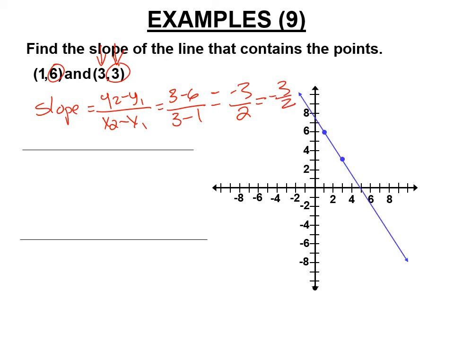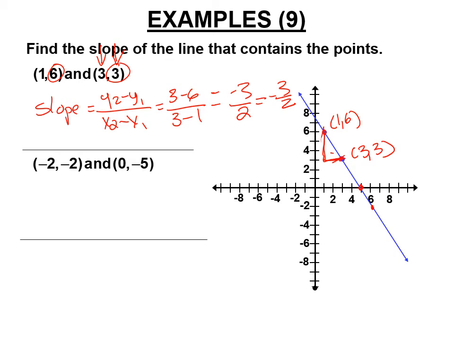So there it is, right? Here's the point (1, 6). Here's the point (3, 3). Down 3 and over 2 gets you the next point. Notice there is no other line that goes through both those points. There's an infinite amount of lines that go through that point, but there's only one that goes through both of these. It's the one. So 2 points, we say, define the line. There are many more points along this line, but all you need is 2.